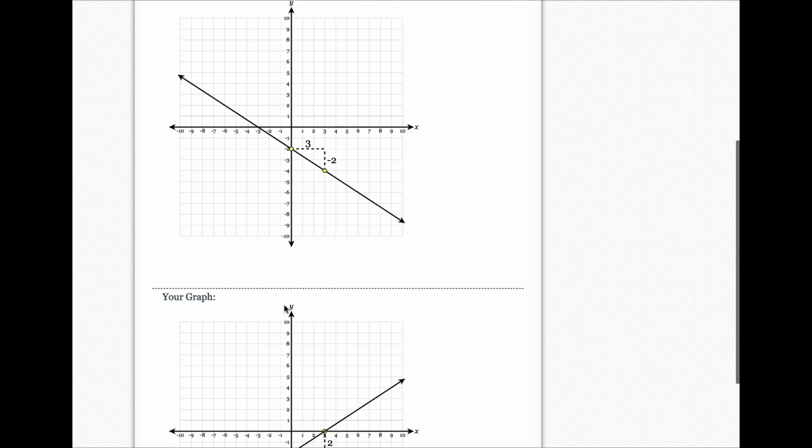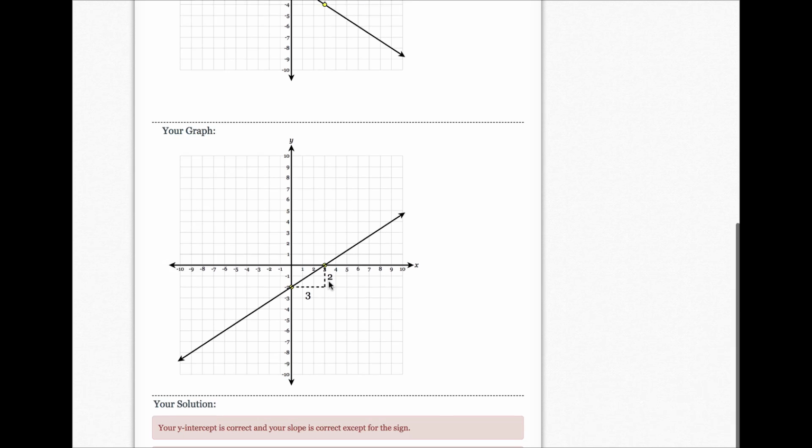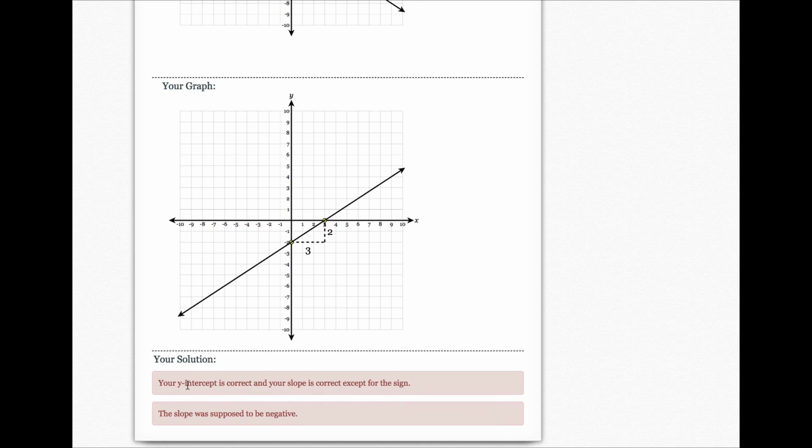For example, they're shown the correct answer, which goes to the right 3, down 2, while their graph went to the right 3 and up 2. There's also verbal feedback that shows that their y-intercept is correct and the slope is correct except for the sign. The slope was supposed to be negative.